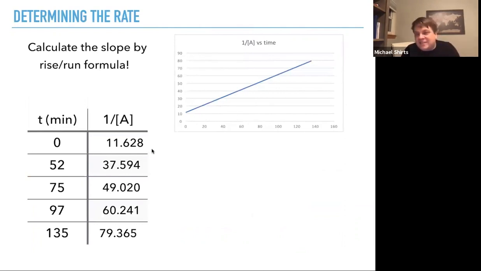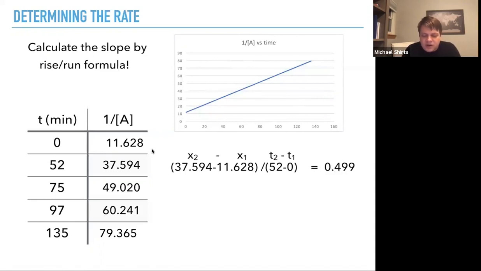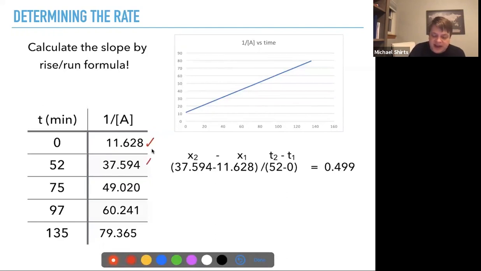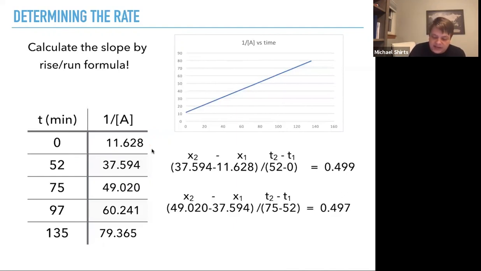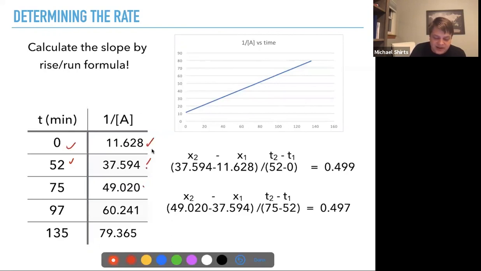If you want to be fancy, you can use some computer program to fit all the data to a line and extract a least mean squares. You'll cover that more in a data analysis class. So for now, we'll keep it simple. We'll just look at the slopes. So rise over run, x2 minus x1. So this minus this divided by the time over there. Well, that's 0.499.